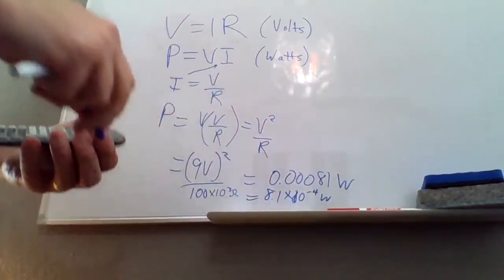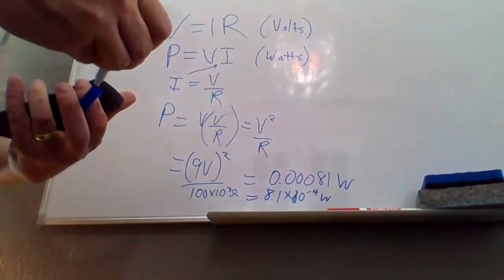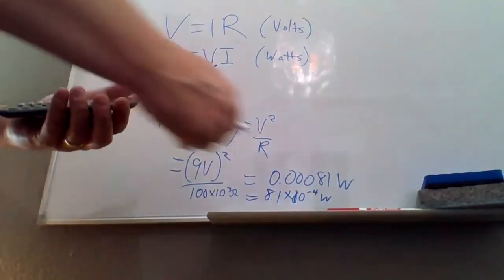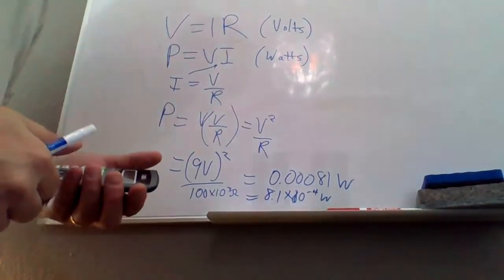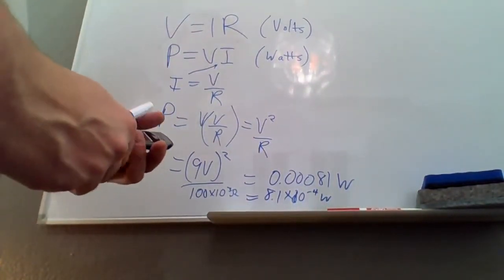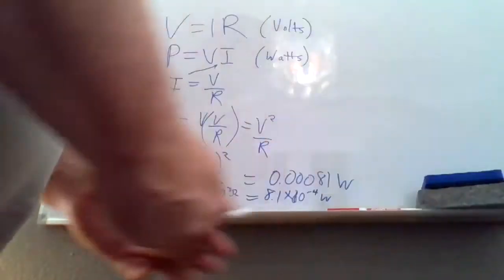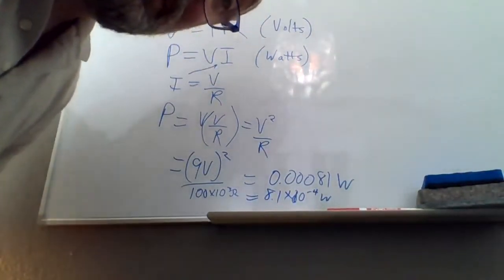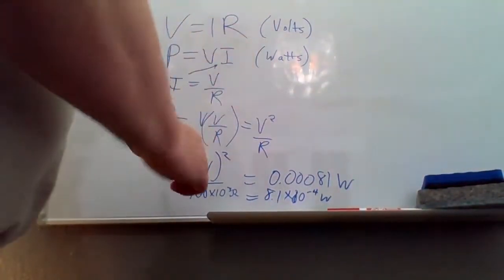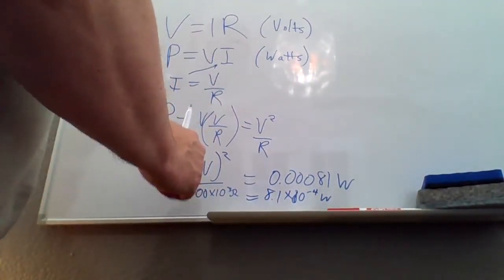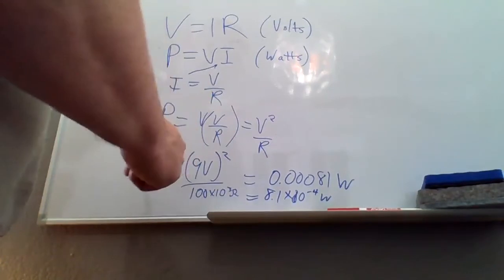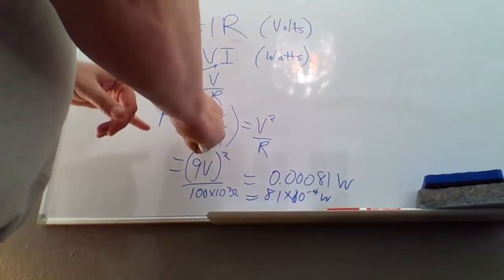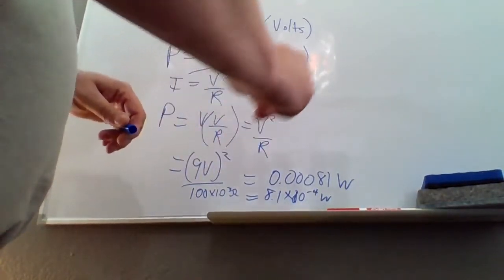Now, what that tells me is that's 0.8 milliwatts, and that's a lot smaller than 0.25 watts. So the question was, what was the voltage that would take to burn it? Well, we know 9 volts wouldn't do it, and that's why I picked it. I wanted to pick something that wouldn't burn it. So now if I know the resistance and I know the maximum power, I can figure out the voltage.